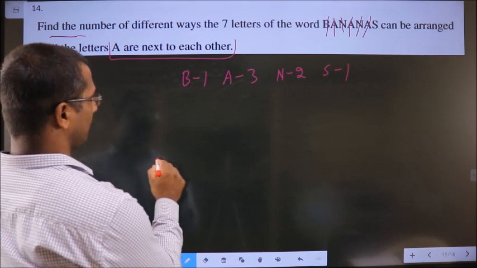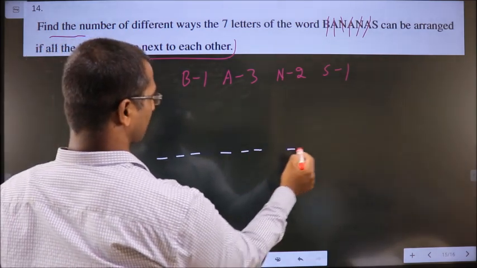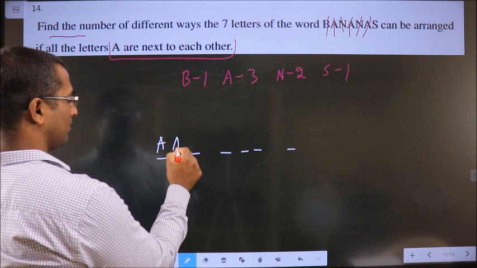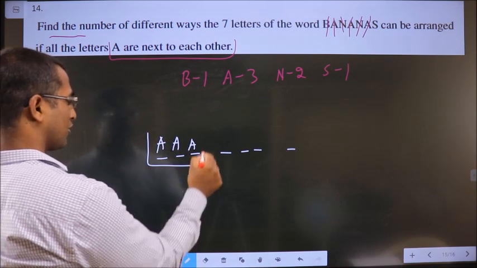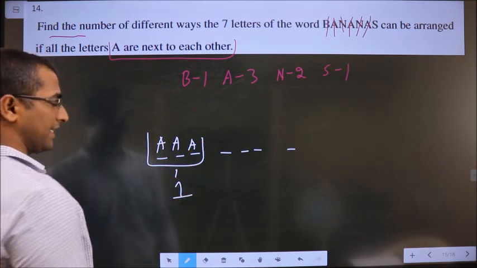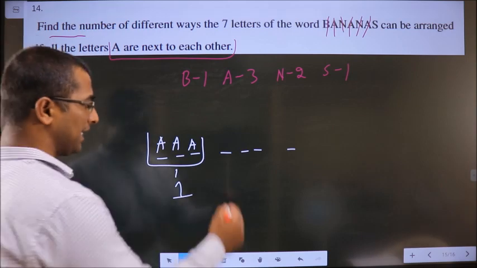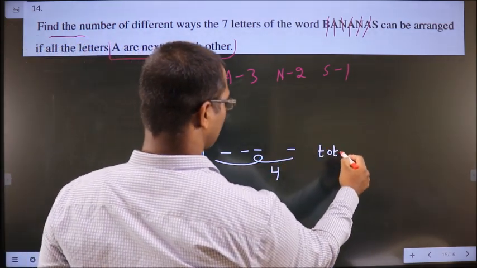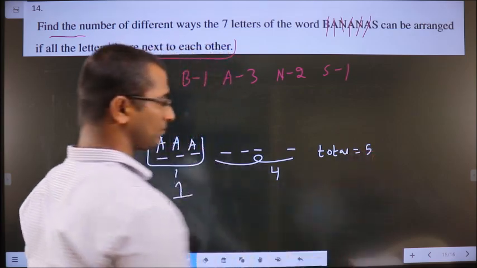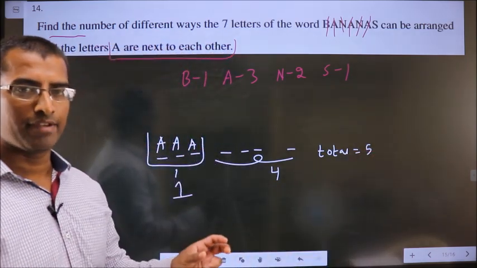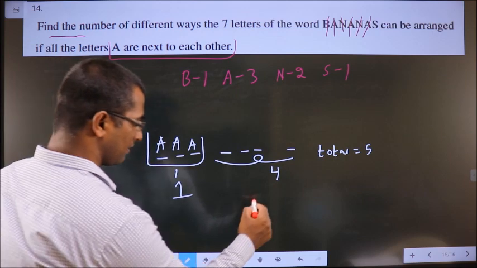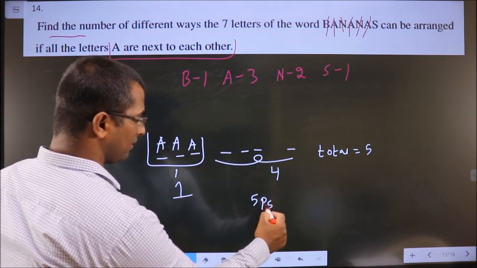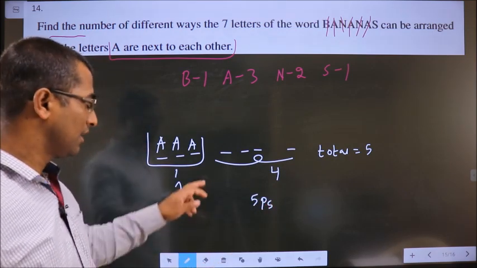There are 7, so put 7 blanks. And A should be together, so consider them to be one unit. And the remaining are 4. So total is 1 plus 4, that is 5. These 5 can be shuffled in 5P5 ways.